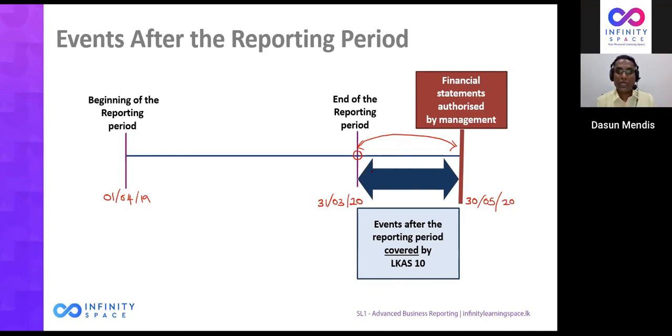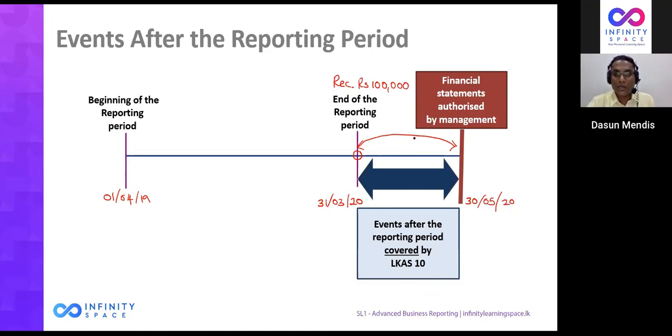Now, according to this current situation, if you are a 31st March year-end company, let's assume you have a receivable balance. On this date, you have a receivable balance from a foreign customer. Let's say the receivable balance is rupees 100,000 from a foreign customer. Receivable balance. Okay.